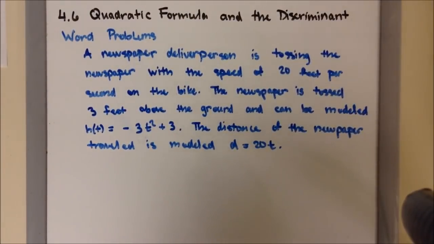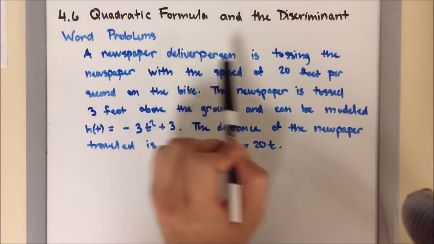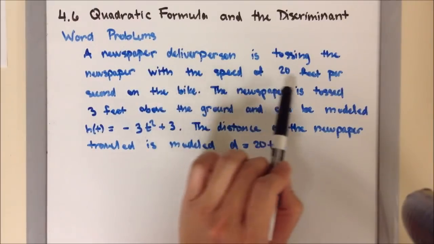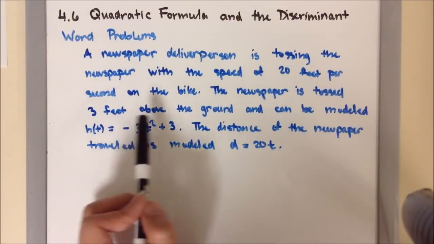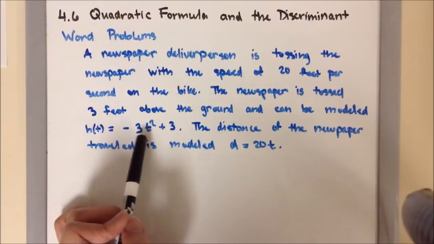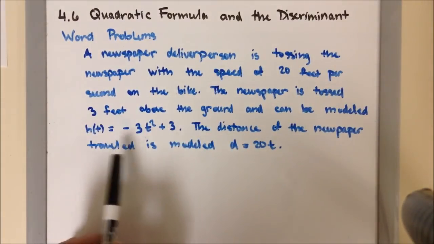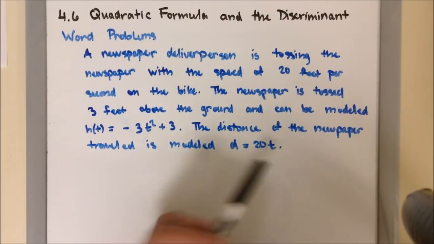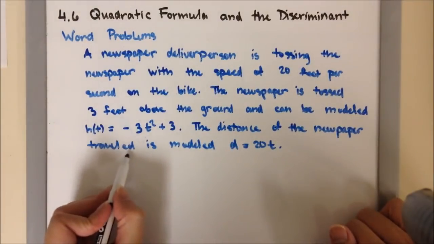In this example, we're going to work on another word problem where now it's going to talk about distance, and we're going to actually be using the quadratic formula. So the word problem stated, a newspaper delivery person is tossing the newspaper with the speed of 20 feet per second on the bike. The newspaper is tossed 3 feet above the ground and can be modeled by h of t equals negative 3t squared plus 3. The distance the newspaper traveled is modeled d equals 20t. So this word problem is basically going to be asking for distance traveled.